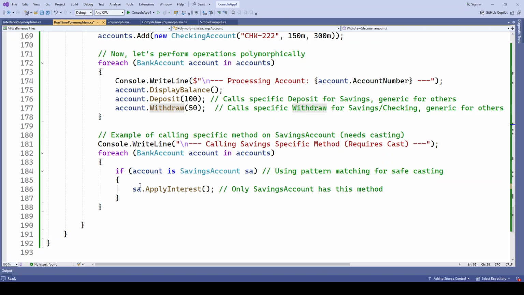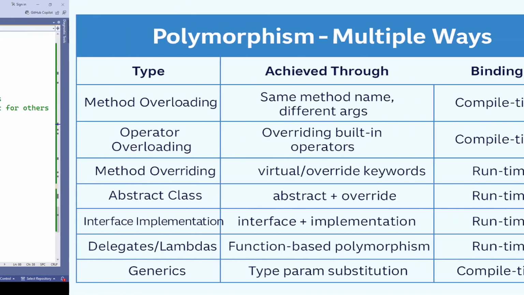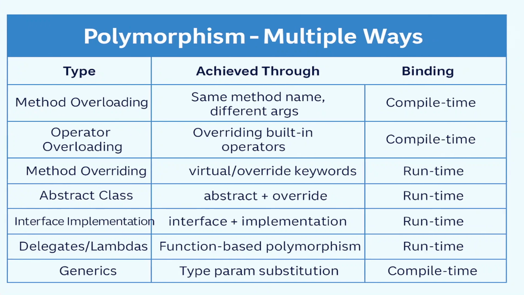Okay, so now let's move on. How can you achieve polymorphism? There are different ways to do that, right? So far we have touched on method overloading and method overriding. But apart from that, there are other ways as well you can achieve polymorphism. Operator overloading is another one, where again it is compile time, and you can achieve polymorphism in web API as well as enterprise level applications.